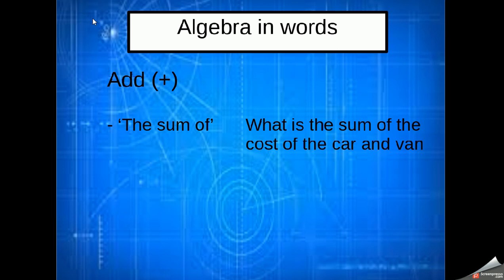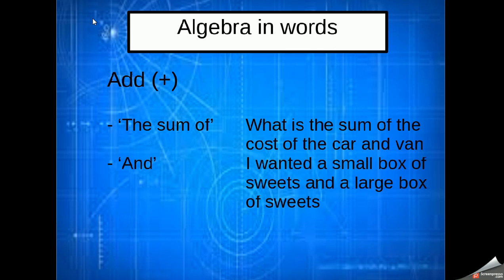The sum of. What's the sum of the cost of a car and a van? When you see the sum of, it represents an add sign. So in this case, the two objects would be the cost of the car and the cost of the van. They could be represented by C and V. And because it's saying the sum of, it'll be C plus V. And, I wanted a small box of sweets and a large box of sweets. So S could represent the small box of sweets, L could represent the large box of sweets. Because it says and, S plus L is what you've got.